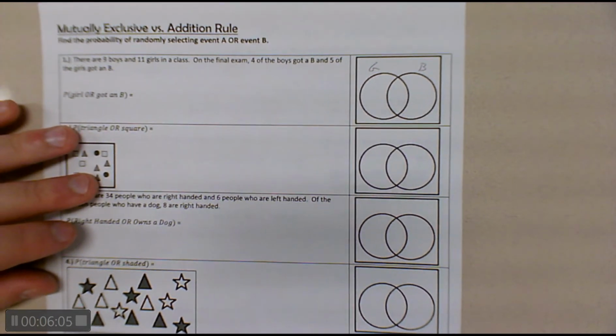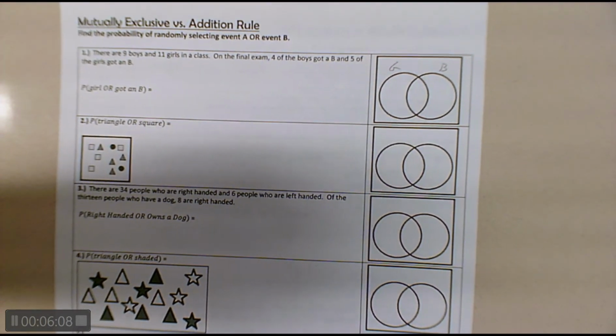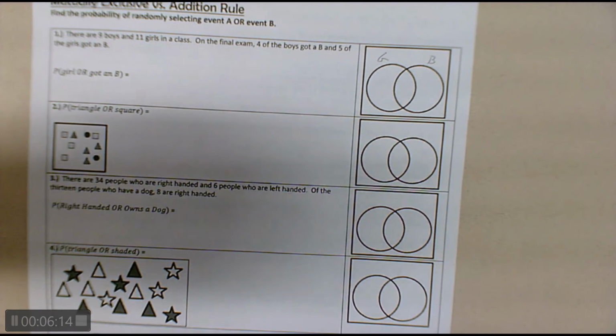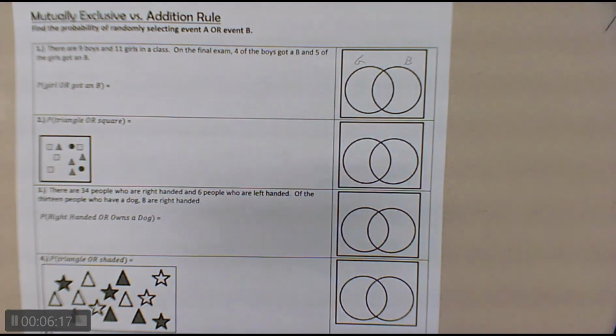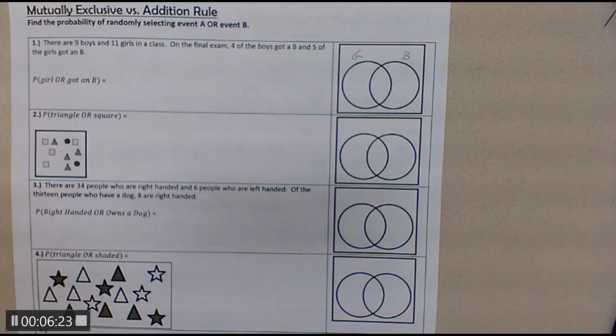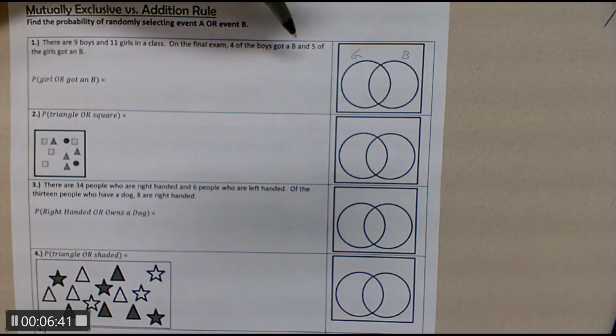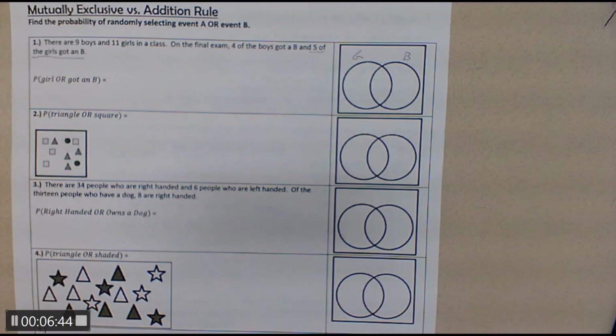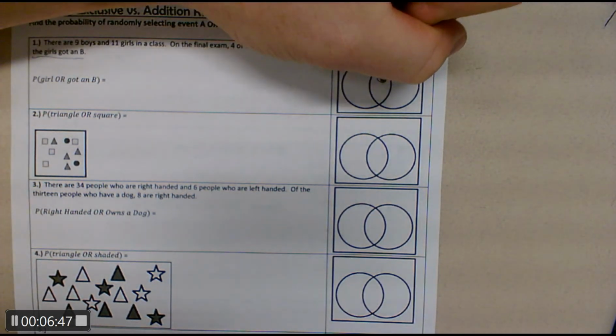Okay? So, let's see if I can make this a little clearer. Alright, hopefully that's a little clearer. When I'm filling out a Venn diagram, I'm going to start from the middle and work my way out. The first thing I'm going to look at is how many are both a girl and got a B. There are 9 boys and 11 girls in class. On the final exam, 4 of the boys got a B and 5 of the girls got a B. So there are 5 people who were girls who got a B, so I'm going to put my 5 in the middle here.